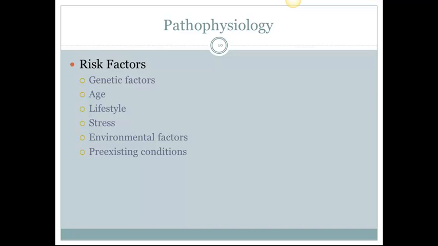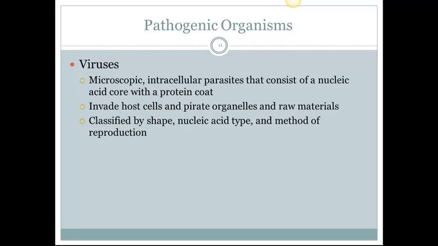Some pathophysiology risk factors, so genetic factors can affect people, age, lifestyle, stress, environmental factors, and pre-existing conditions, so other diseases or things that may have happened in the lifetime. Pathogenic organisms, so pathogenic organisms are disease-causing organisms. Normal flora are normal bacteria, viruses. Typically viruses aren't normal, but there are normal bacteria that help the body maintain homeostasis.